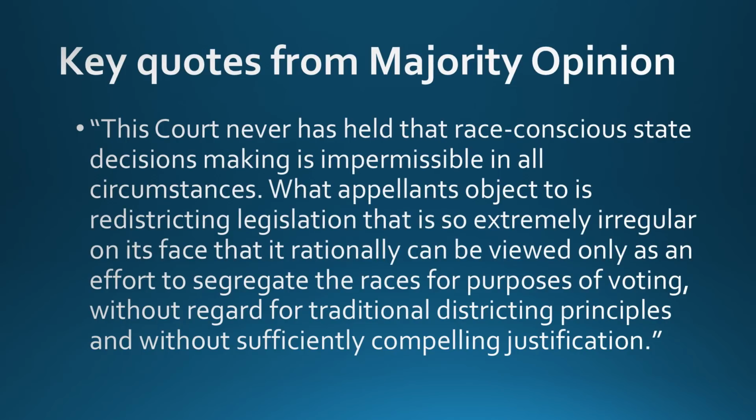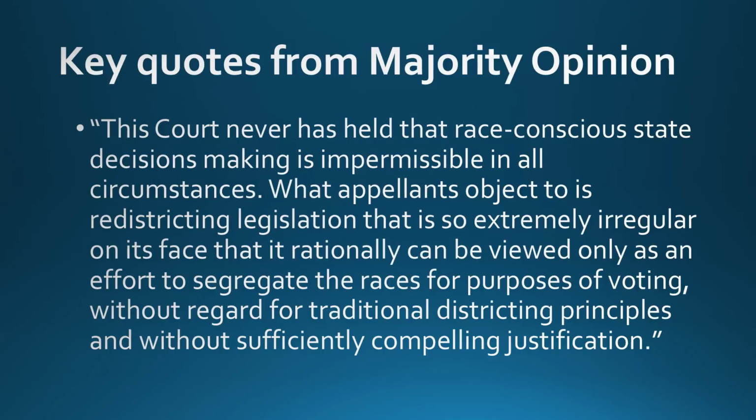All right, so essentially what this quote from the majority opinion is saying is that what they're objecting to is redistricting that is so extremely irregular on its face that it rationally can be viewed only as an effort to segregate the races for purposes of voting. So creating white districts and black districts, and so that's not going to be allowed. It says, without regard for traditional districting principles and without sufficiently compelling justification.